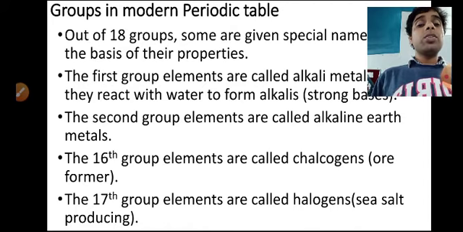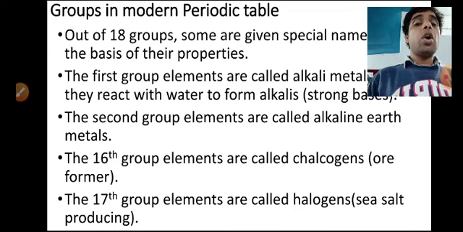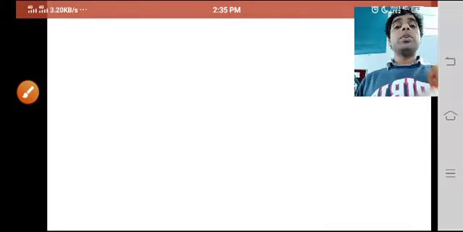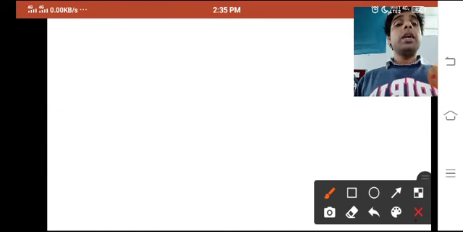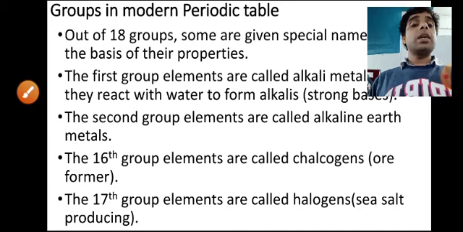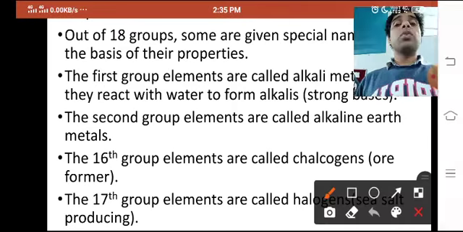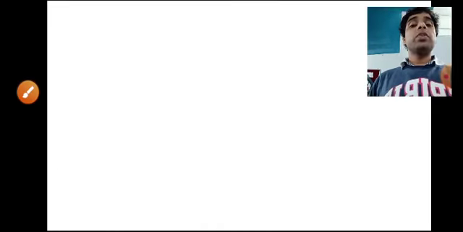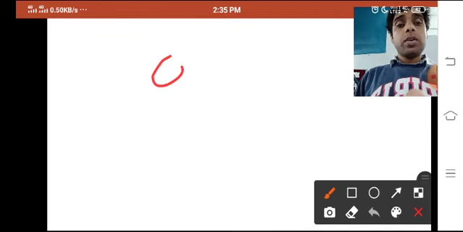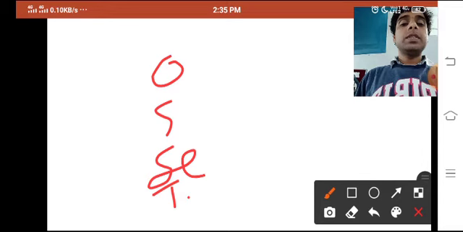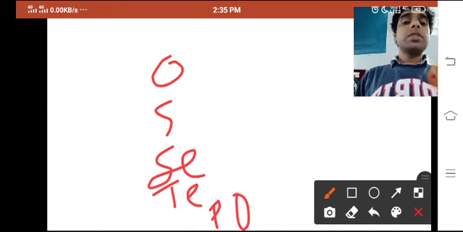The 16th group elements are called chalcogens. Chalcogens means ore formers. What does it mean? The 16th group elements are oxygen, sulfur, selenium, tellurium, polonium. So this is the 16th group.